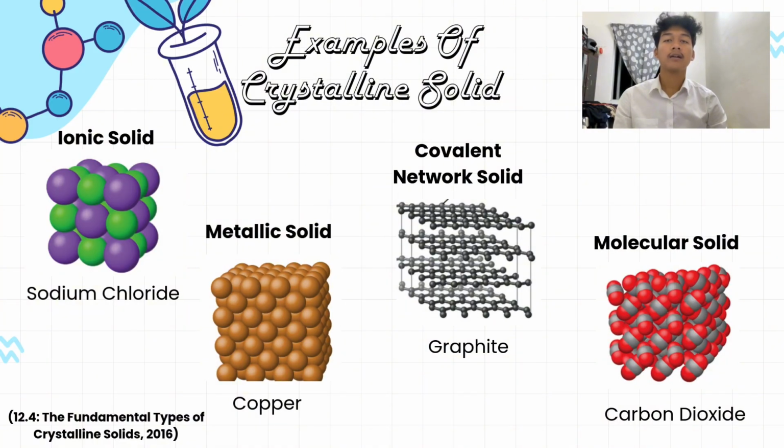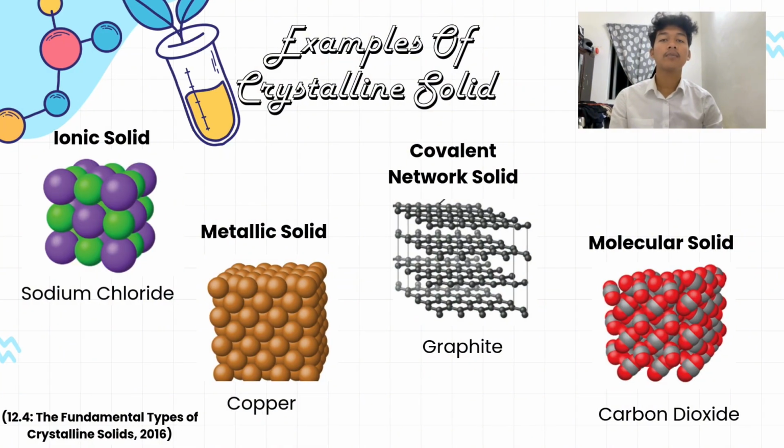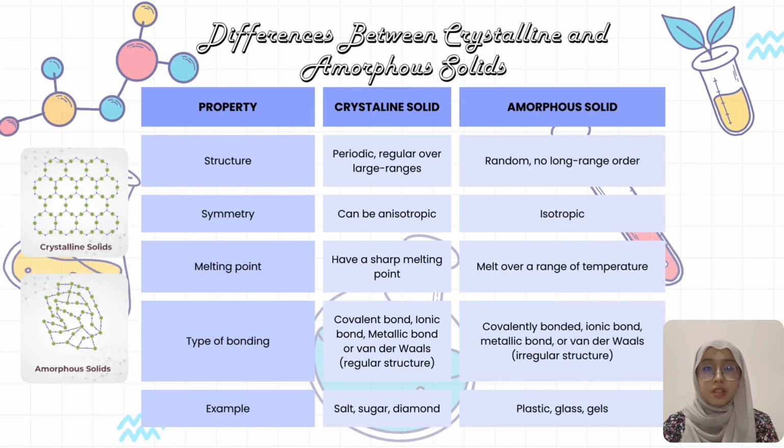Lastly, molecular solid. Molecular solids such as ice, sucrose, and iodine are composed of neutral molecules. For example, carbon dioxide. Next, I will explain the differences between crystalline solids and amorphous solids.